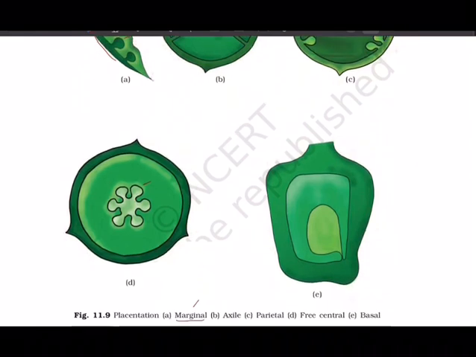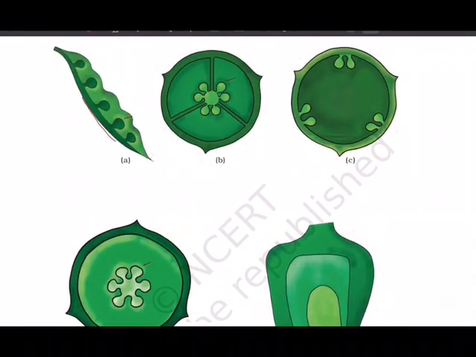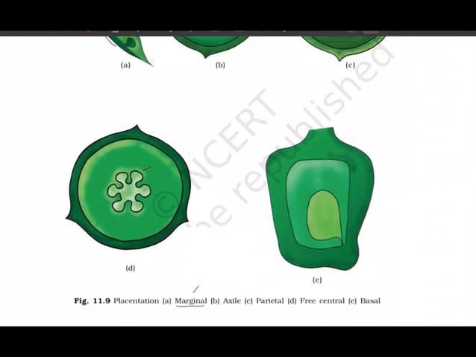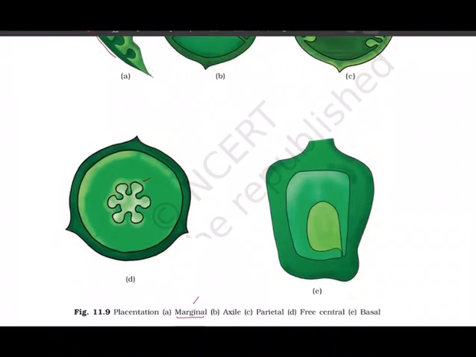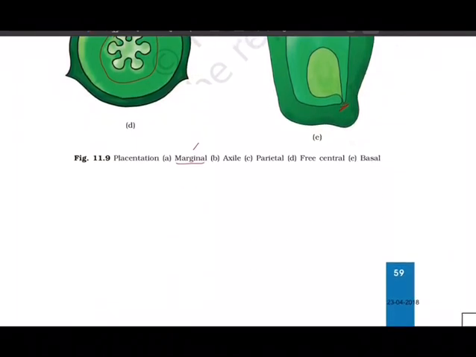That's why marginal arrangement. And when we talk of B, axial, you can see the axial arrangement within the locules. And what about C? It is parietal, meaning periphery. You can see in the center there is a gap. It is all in the periphery. Arrangement is in the periphery, parietal. And free central: all the ovules are attached to each other and they are arranged in the center. So free central. And then basal. You can see here the basal arrangement. At the base there is arrangement of ovules within a locule.